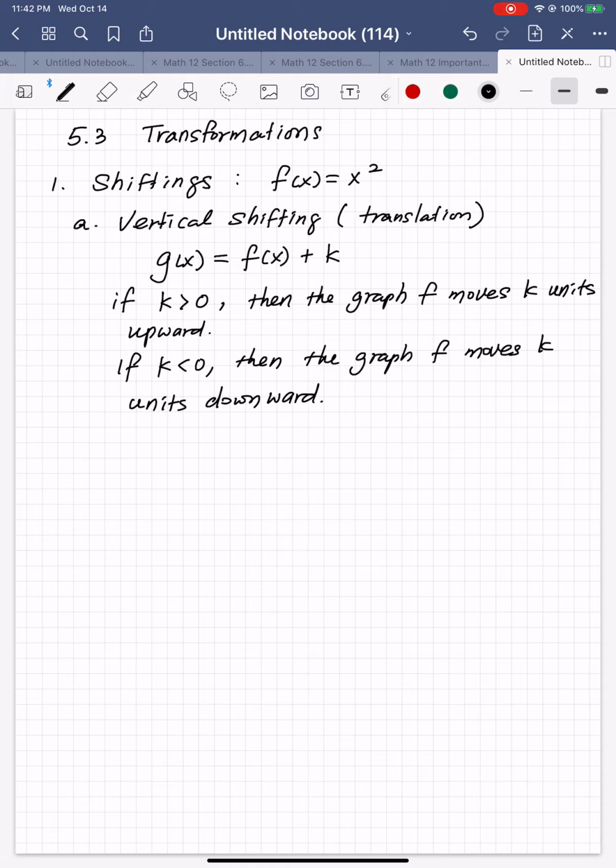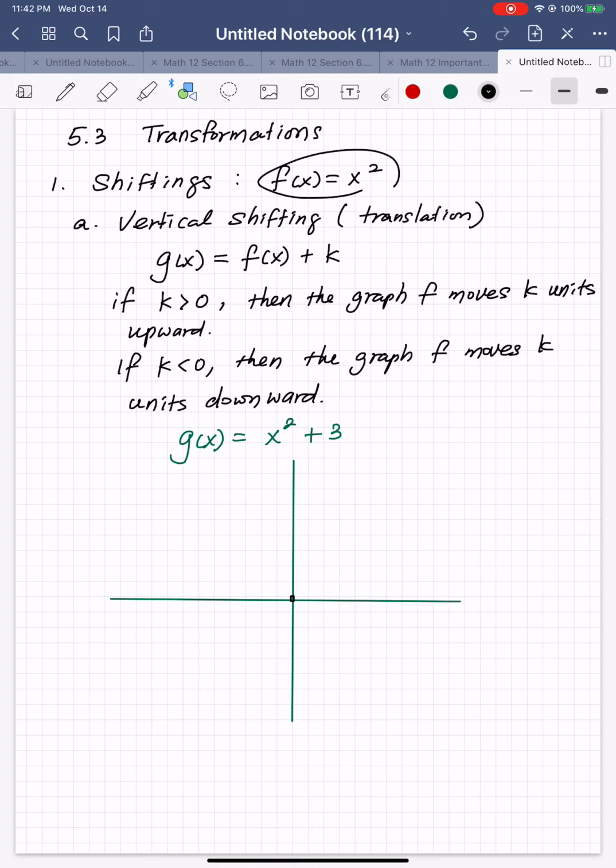Okay, so let's get the example here. Let's say your g function is x squared plus 3. On the plane, first of all, we need the graph of f function. So f function means 0, 0, and 1, 1, and 2, 4, and then negative 1, 1, and negative 2, 4. If you square all the numbers they become positive, right? So these are the f functions.